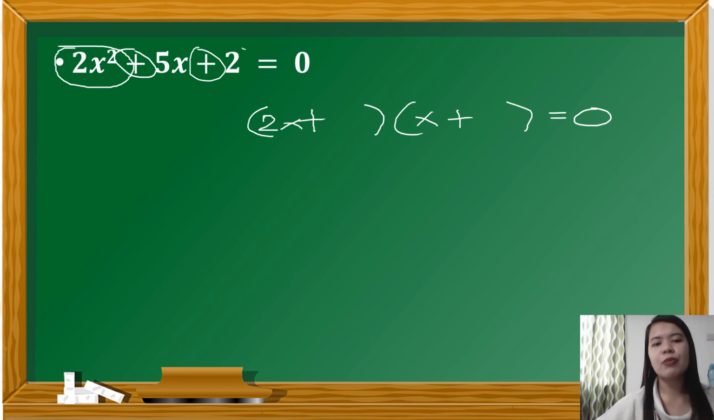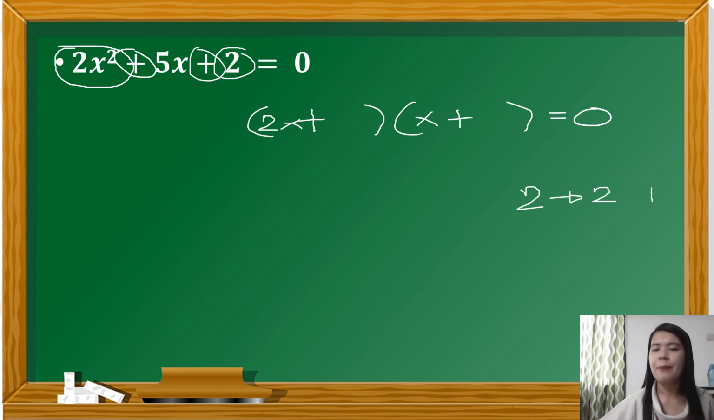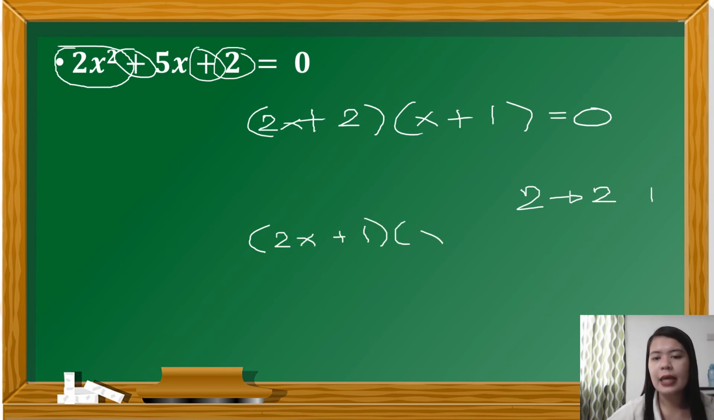For the next one, what are the factors of 2? 2 is a prime number, meaning the factors will only be 2 and 1. Pero ang tanong, saan natin ilalagay ang 2? Saan natin ilalagay ang 1? So, take a look at this one. Kapag halimbawa na nilagay natin siya, dito ang 2 at dito ang 1, at kung baliktad naman, 2x plus 1 and x plus 2 equals 0.